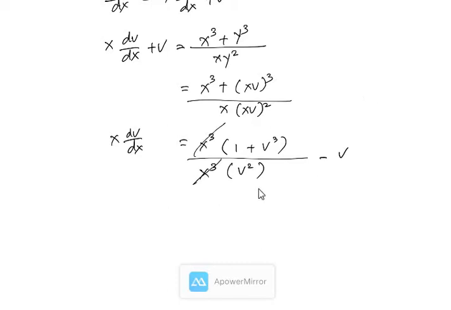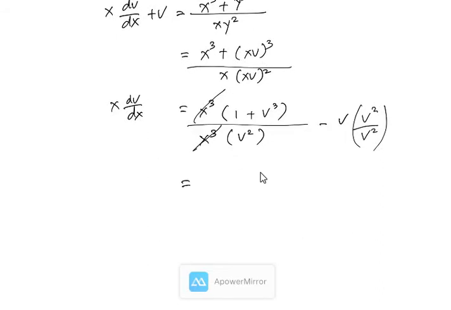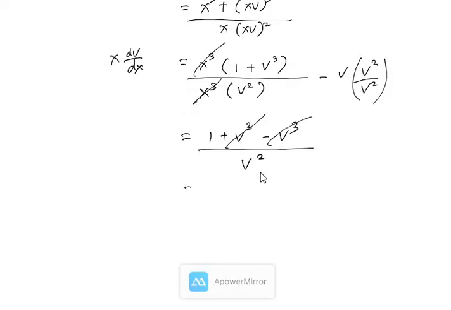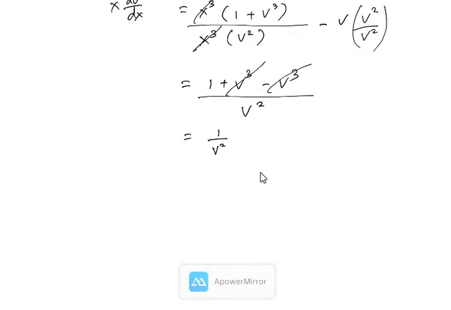We are left with the denominator v squared, so therefore we also multiply by v squared. We want to make the denominator the same denominator, and therefore I obtain 1 plus v to the power of 3 minus v to the power of 3, divided by v squared. So this one can cancel out, and I get 1 over v squared. So x dv over dx is equal to 1 over v squared. So I move the v squared to the left hand side.